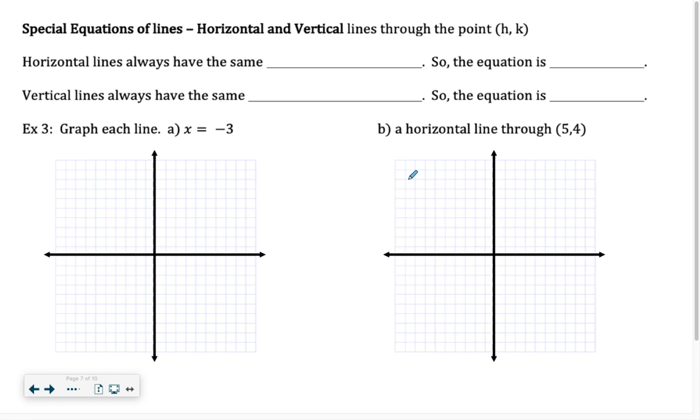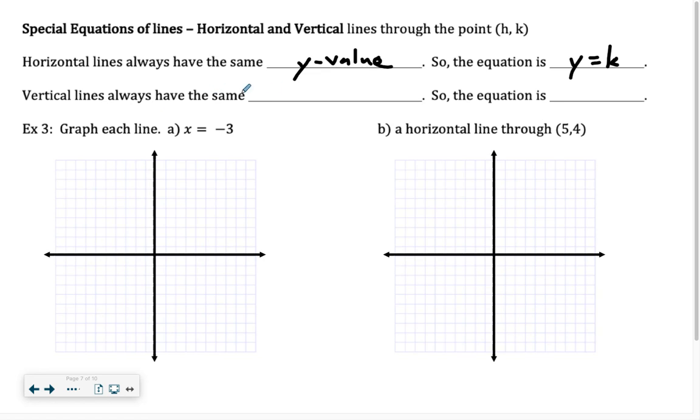So the next idea is just special equations, which would be horizontal and vertical lines. A horizontal line, every single point on a horizontal line would have the same y value. So if we say that the point (h, k) is on these lines, it's going to have the exact same y value. So I'm going to say the equation is y equals whatever that y coordinate is. Okay, so it's y equals k.